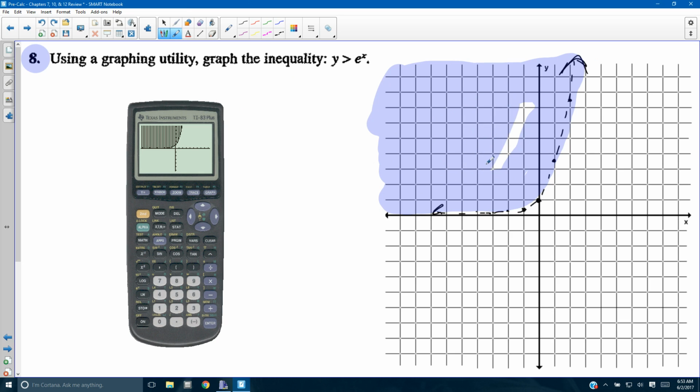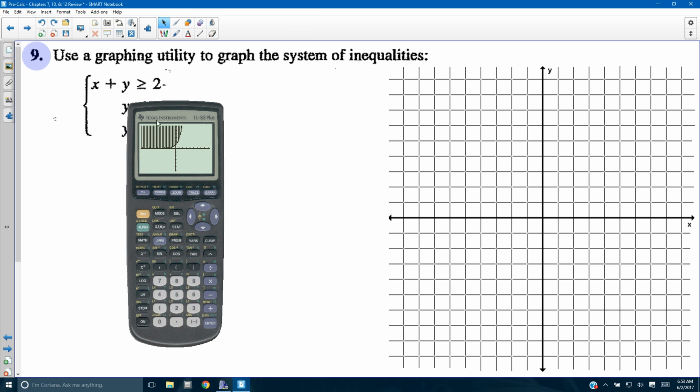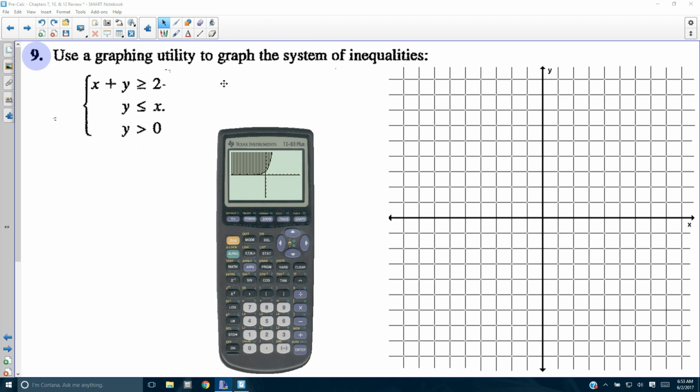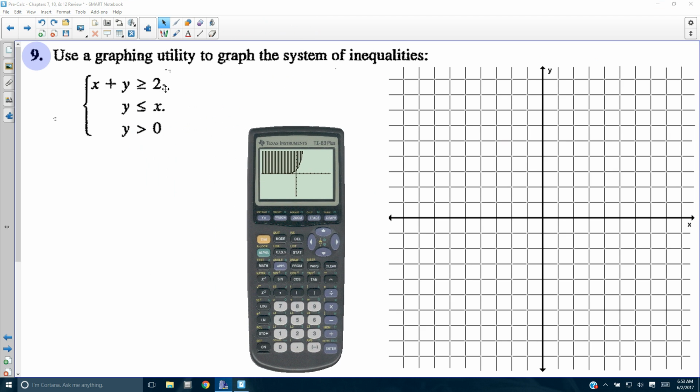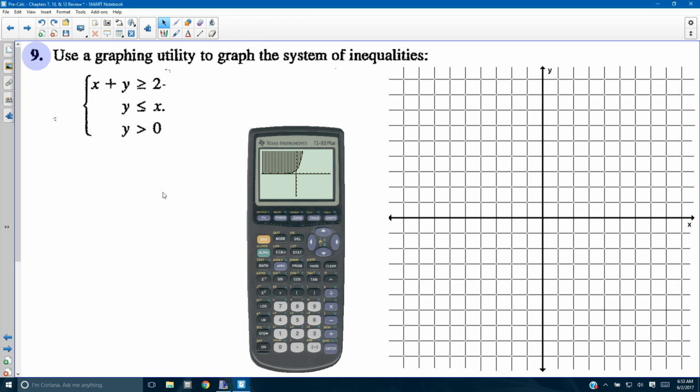And we are set. Number 9, use a graphing utility to graph the system of inequalities. So we have x plus y is greater than or equal to 2, y is less than or equal to x, and y is greater than 0.